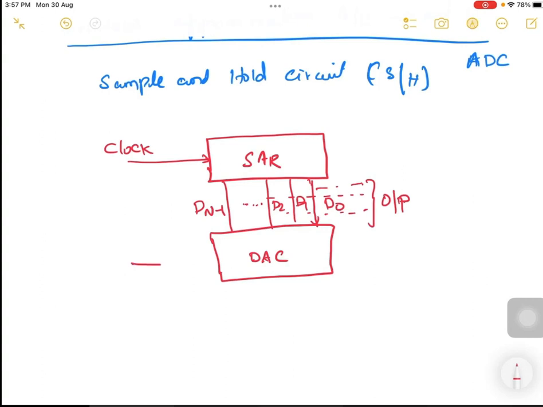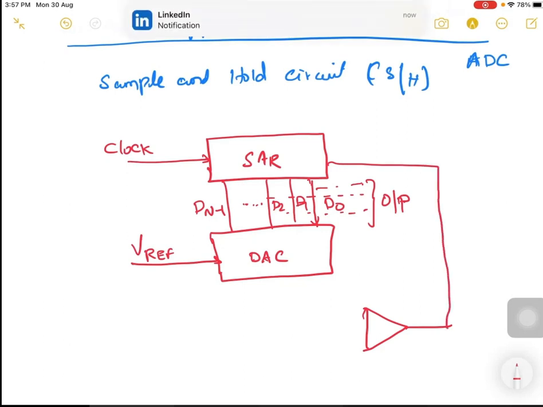Then we have a voltage reference called V reference. Then we have a comparator here. The output of the comparator will be fed back to the SAR for the closed loop control system. Then we have EOC, end of conversion. Plus minus, this is a comparator, usually comparing whether this is greater or smaller. Only for that we have this comparison.